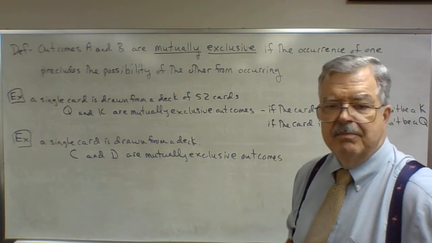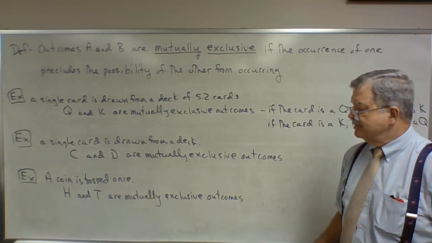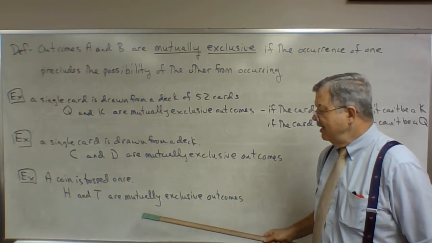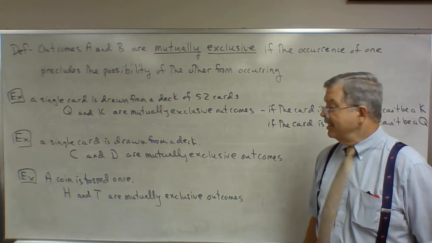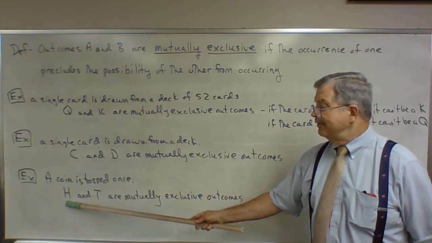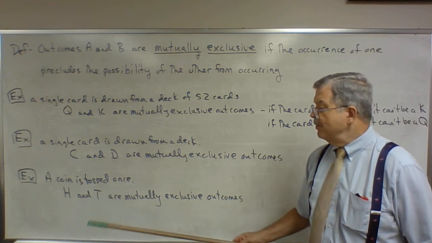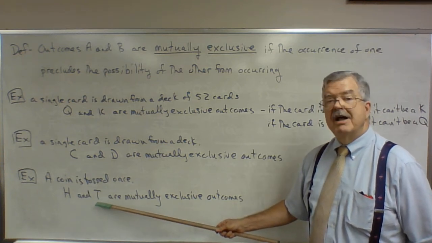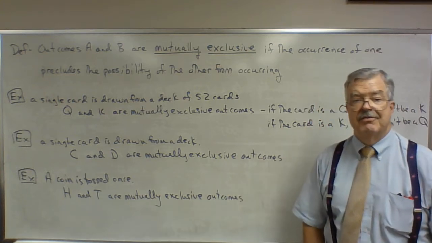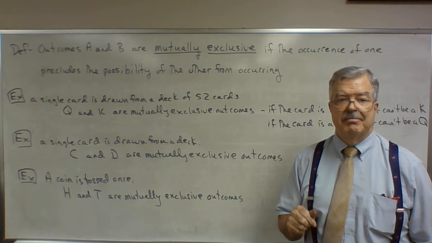One more example. A coin is tossed once. The outcome of getting heads and the outcome of getting tails are mutually exclusive. If we toss a coin and it turns out to be heads, then it's impossible for it also to be tails. If we toss a coin once and we get tails, it's impossible for that outcome to also be heads. The two are mutually exclusive. When one occurs, it makes the occurrence of the other one an impossibility.